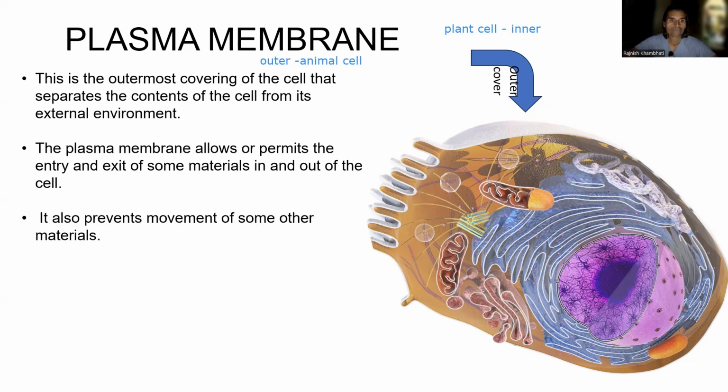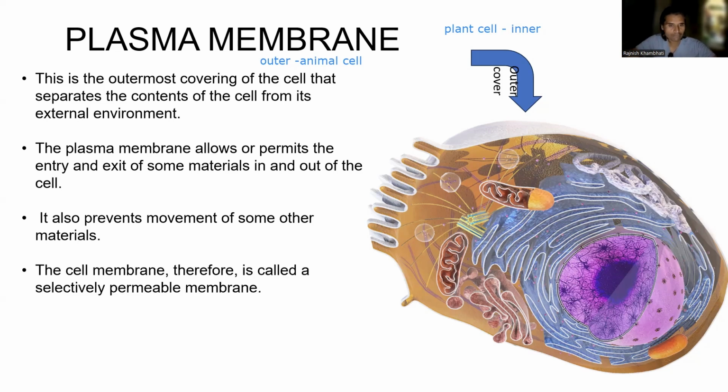Second, it also prevents movement of some other material. It will allow some material to enter inside, and it will not allow some material to enter inside or exit the cell. Like what should enter inside the cell? Before that, let me show you the fourth point. The cell membrane, therefore, is called a selectively permeable membrane.